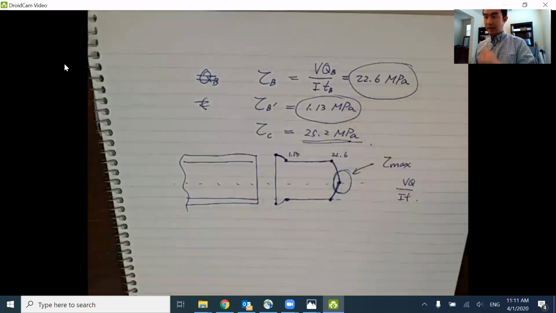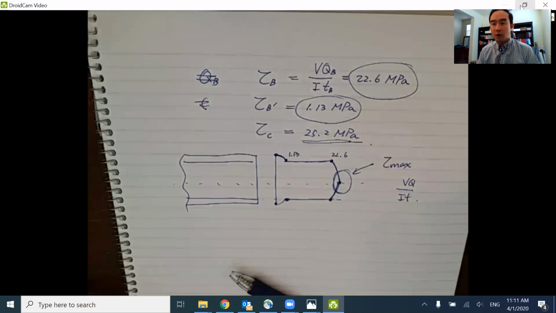So that is the end of example 12.3. I'm going to stop here and then continue to talk about the shear flow and go over the next example problems from your textbook. All right.